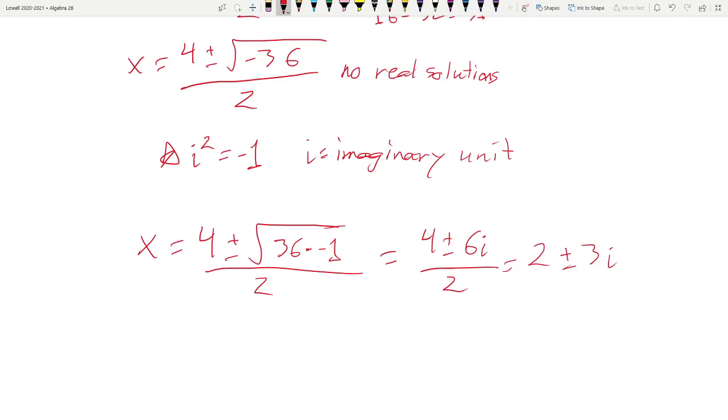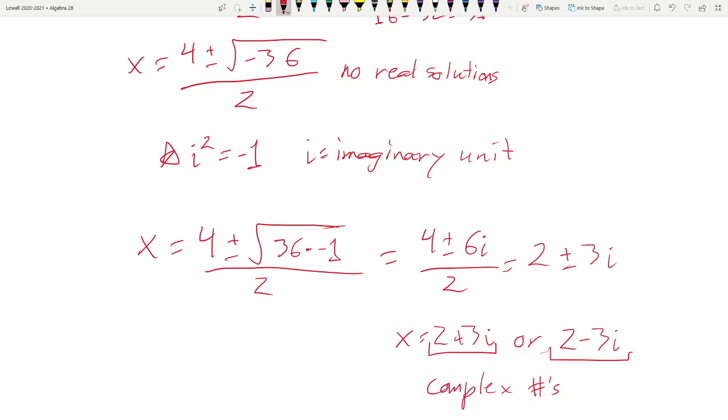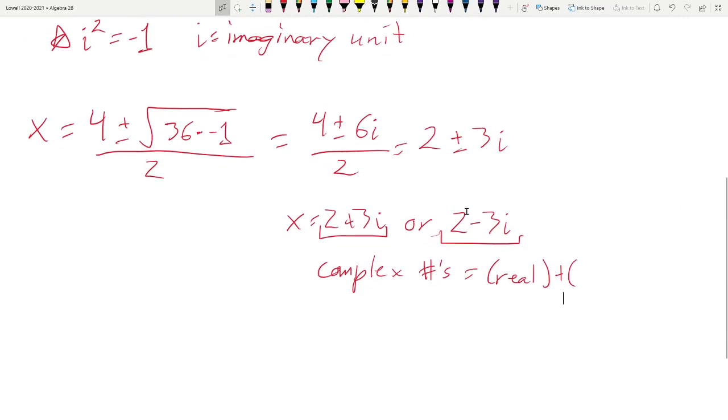Now, let's do a little bit more cleaning up. So x could be equal to 2 plus 3i, or, and again, the second solution is 2 minus 3i. Alrighty. So individually, these are called complex numbers. The definition of a complex number is really just some real part, some real number, plus an imaginary part. So the real part is the part in front without the i, and the imaginary part is the part with the i.